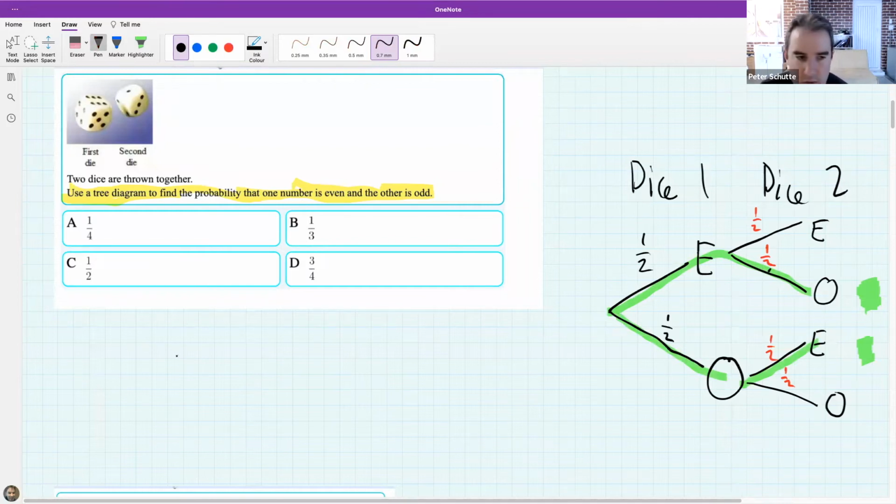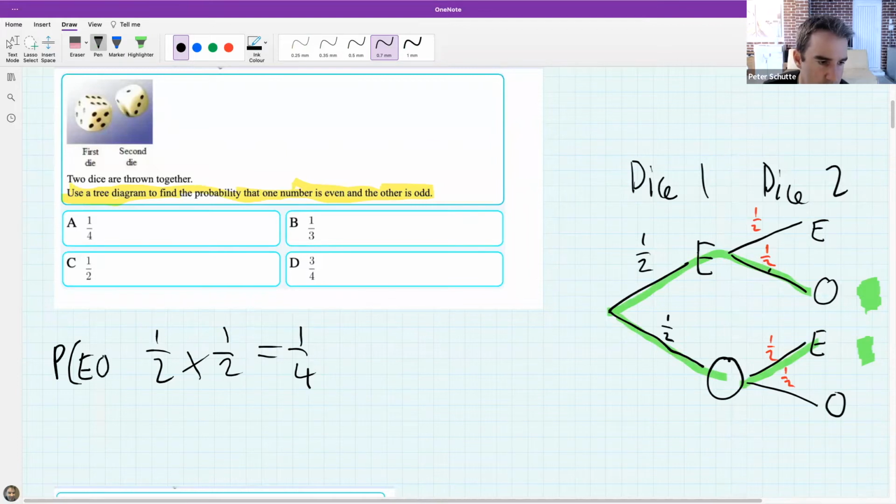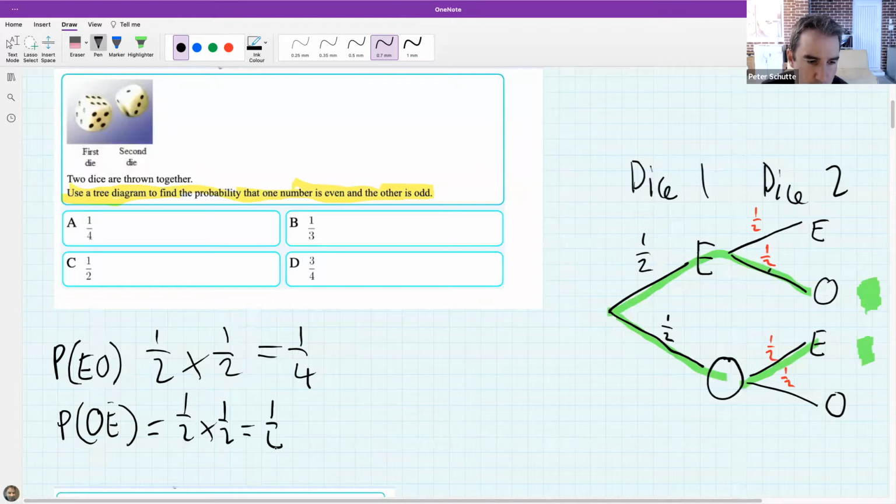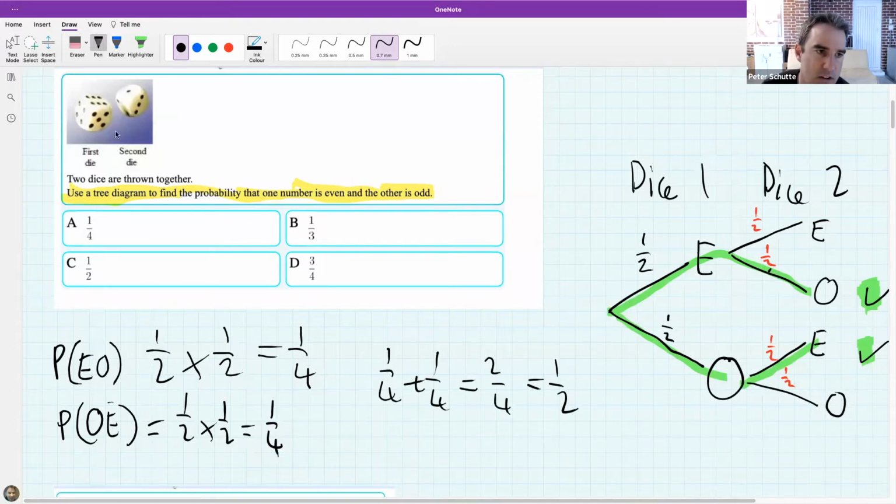So my first one's probability is just going to be a half times a half, which is a quarter. So that was the even, odd one. The probability of odd, even is going to be a half times a half, which is a quarter. And since I've got two of them there, I have to add these together. So we should get 2/4 or a half. And so the correct answer is a half. It's C.